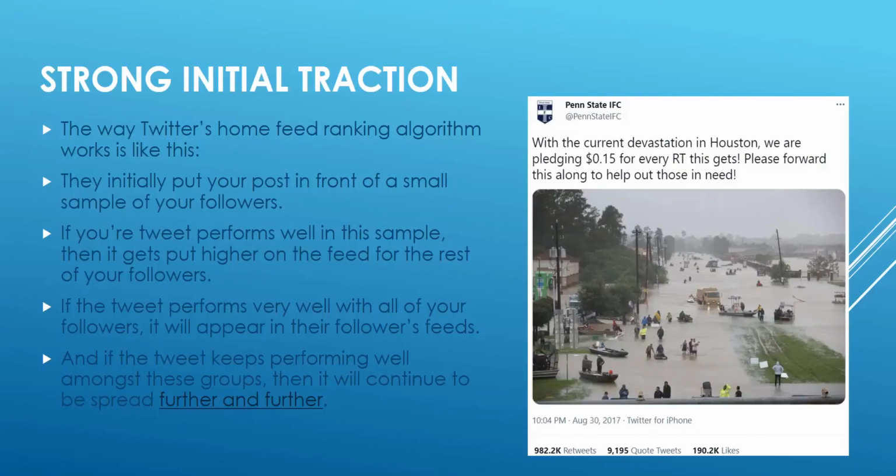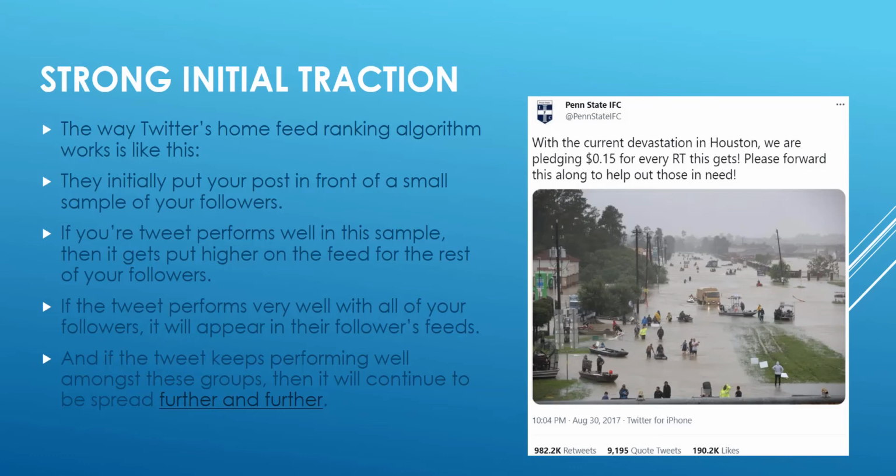Next important factor. Strong initial traction signals to Twitter's algorithm that your tweet is worth putting at the top of people's feed. Even if you have good content, you need strong initial traction to have your tweet shown to more than a part of your followers. The way Twitter's home feed ranking algorithm works is like this. They initially put your post in front of a small sample of your followers.